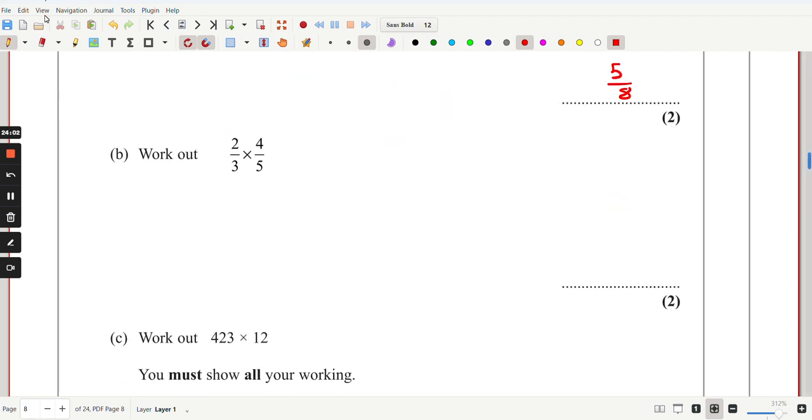Part B, work out 2 over 3 times 4 over 5. So we can straightforwardly multiply. 2 times 4 is 8. 3 times 5 is 15. So our answer is 8 over 15.